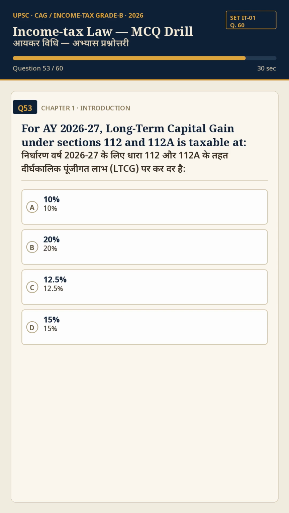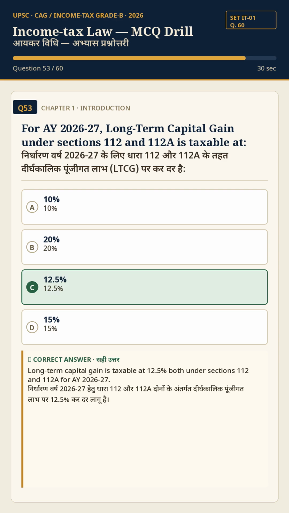Question 53. For AY 2026-27, long-term capital gain under sections 112 and 112A is taxable at: Option A, 12.5%. The correct answer explanation. Long-term capital gain is taxable at 12.5% both under sections 112 and 112A for AY 2026-27.